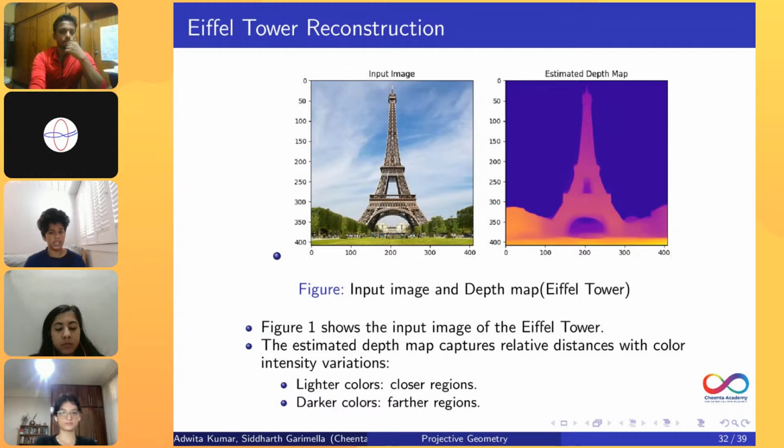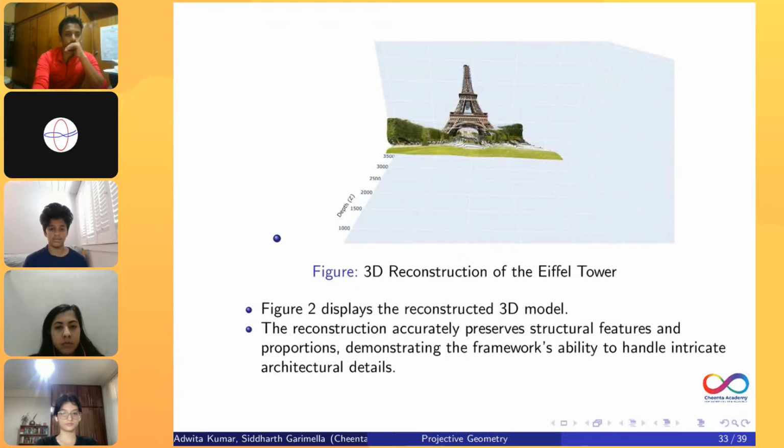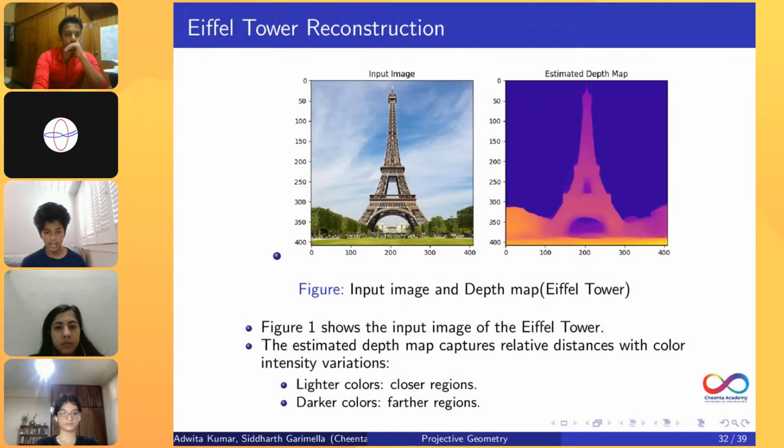Okay, so first is the Eiffel Tower reconstruction. As we can see over here, this is the input image, and next to it we can see the depth map, which pretty accurately estimated it. As you can see, the lighter colors represent the closer regions, and the darker colors represent the further regions. Now you can go to the next slide.